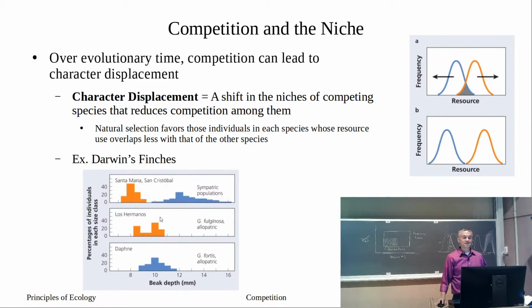So what has happened is selection has favored situations where we have changes in our beak size that allow them to utilize different seed sources. If you remove this population, Geospiza fortis, from Santa Maria and San Cristobal, this population doesn't move up. I mean, it could, given enough time, but it's not going to be immediate. We need evolution to move us. Same thing. If we remove Fulginosa, we don't see a replacement. We don't see that niche being filled.